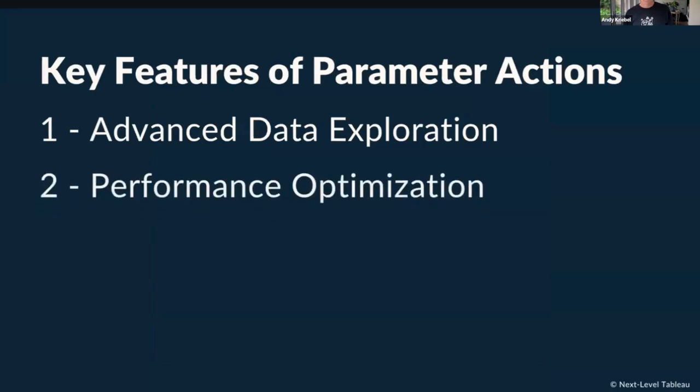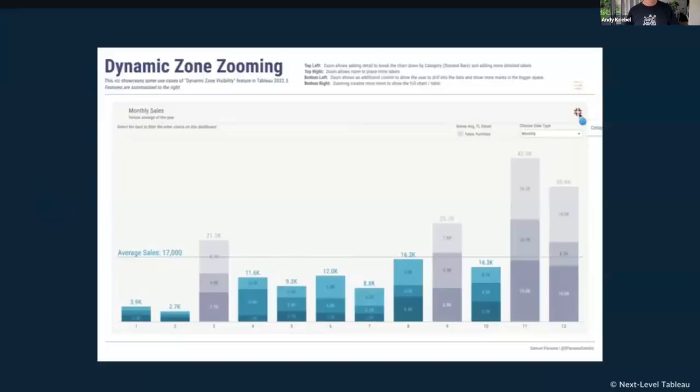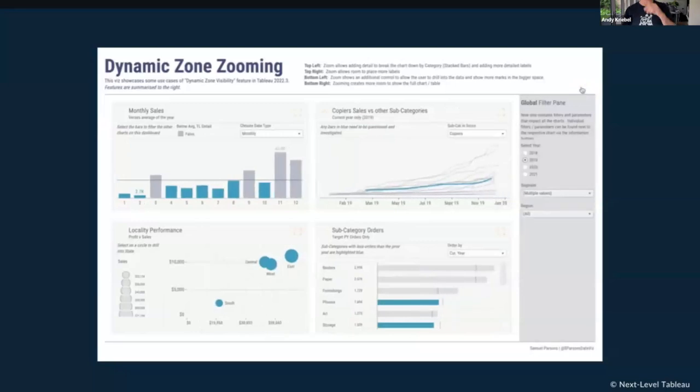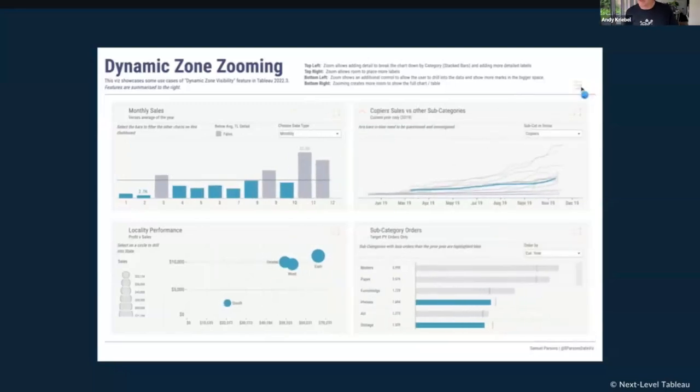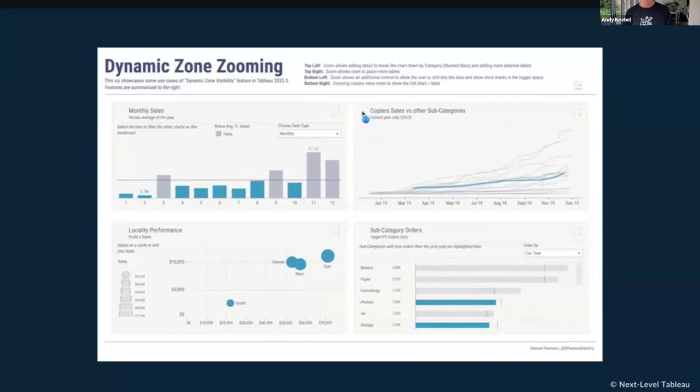Okay, there we go. So the next key feature is performance optimization. So we've looked at a couple examples of that already. And here's an example of that. So this is a really great example of how to use dynamic zone visibility effectively. This is done by Sam Parsons. And all of these are on Tableau Public.